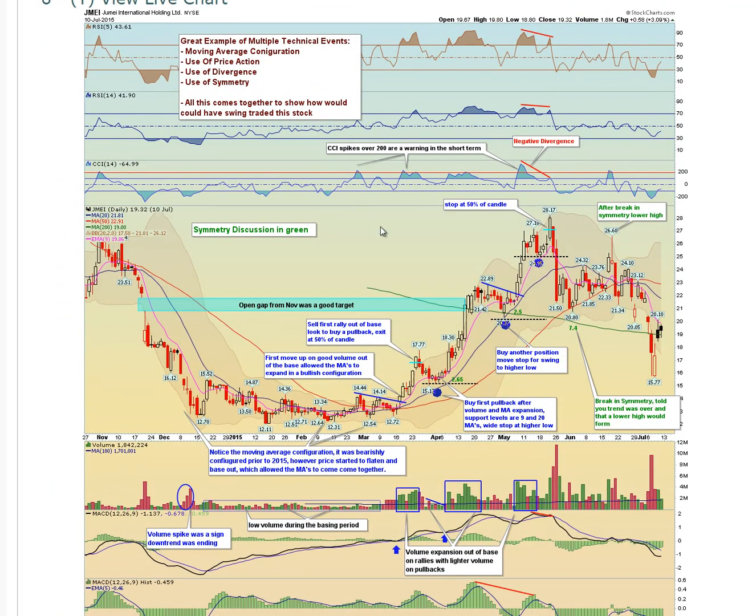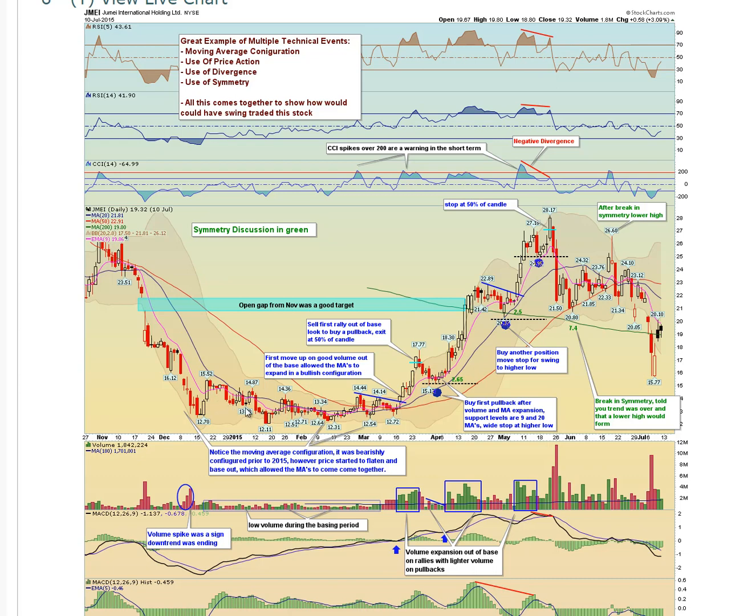Here's JMEI. Now this chart has a lot of detail on it. This is actually for a different educational item called a moving average configuration and swing trading. That's really what this is about. This is for a different newsletter, but I do have a symmetry example on here. Without getting into the other details, since we'll run out of time, you can see this stock was in a downtrend.